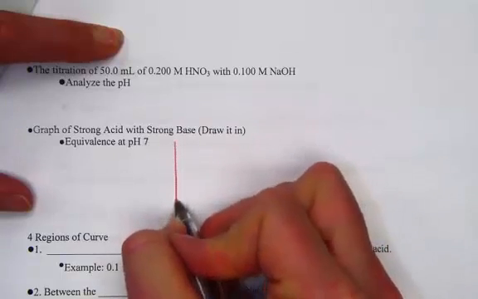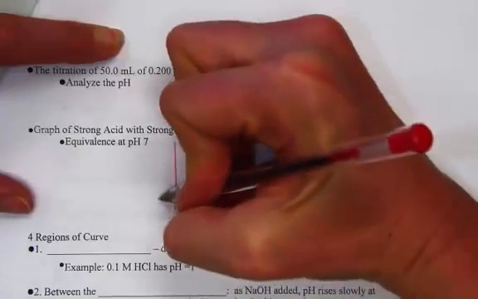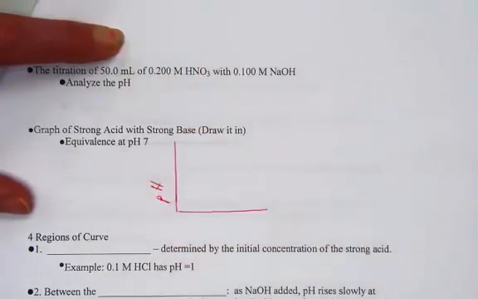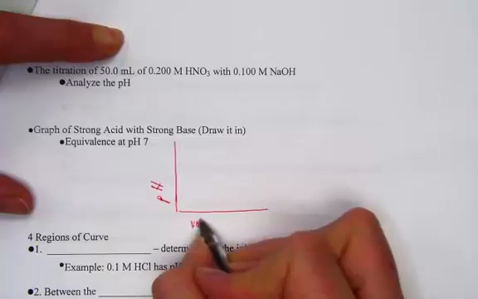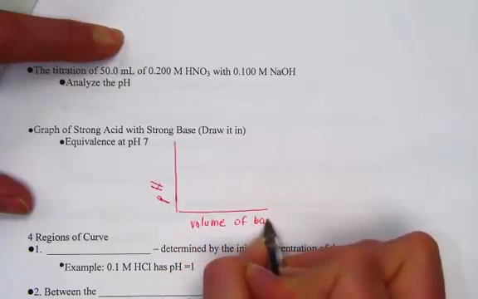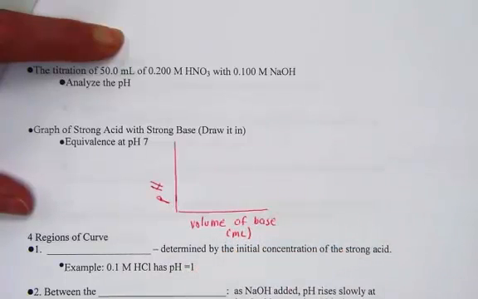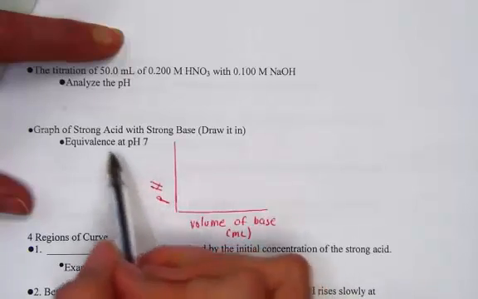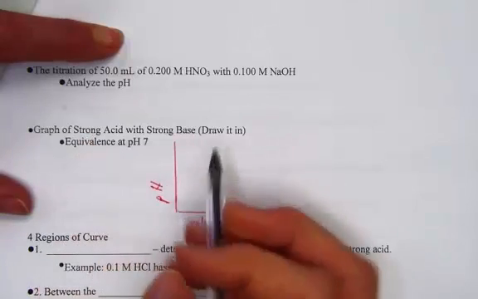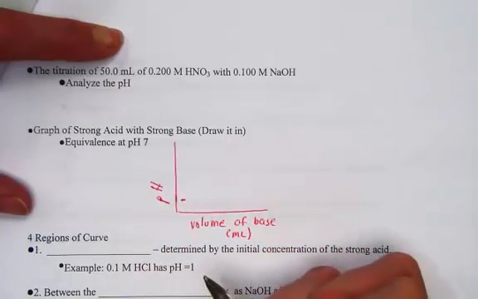So what I'll end up doing is drawing a little graph where we'll place pH units on the y-axis and the volume of base that is being added in our titration on the x-axis, and we'll measure that volume in milliliters.